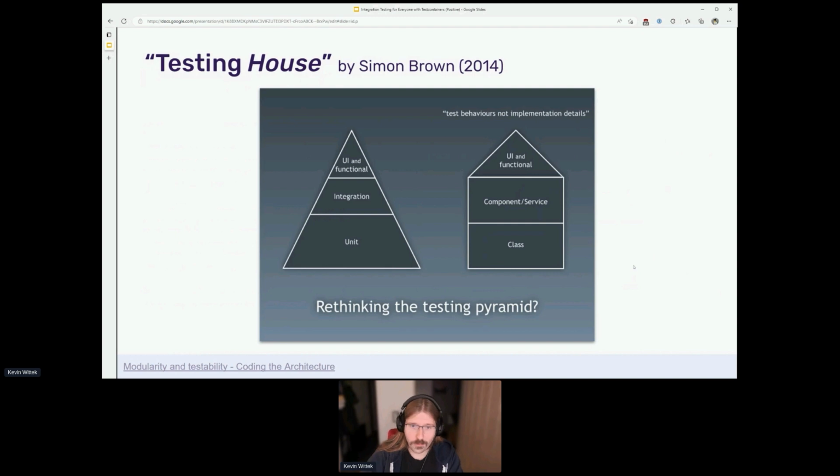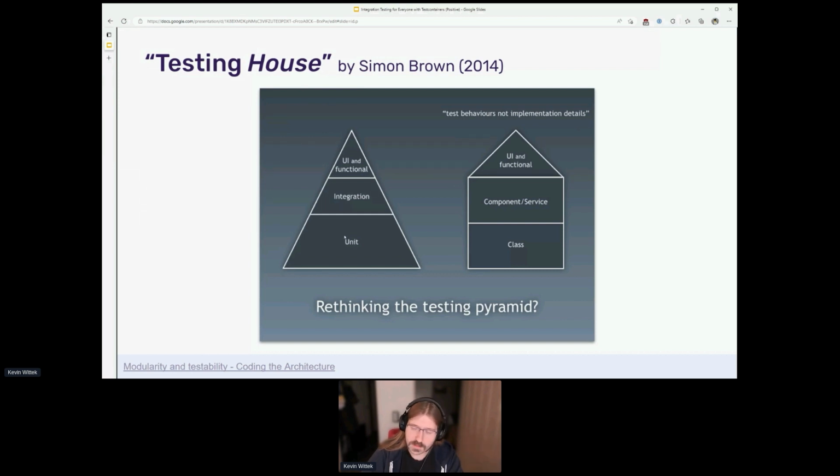2014, we have from Simon Brown, the testing house. He says the issue with these classic unit and integration test levels is that they are very, very fuzzily defined. People confuse it. People argue about what is a unit test, an integration test. So he tried to not connect it to the driver, but to the component or to the code that is under test. And then he just says, okay, the bottom are class tests.